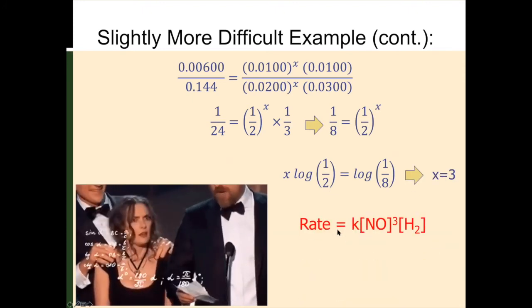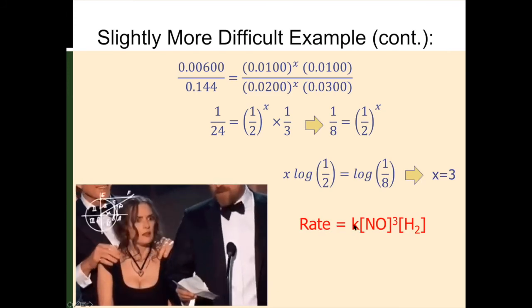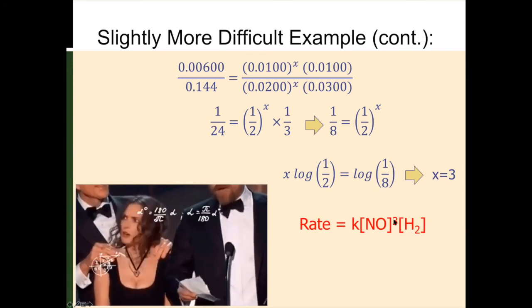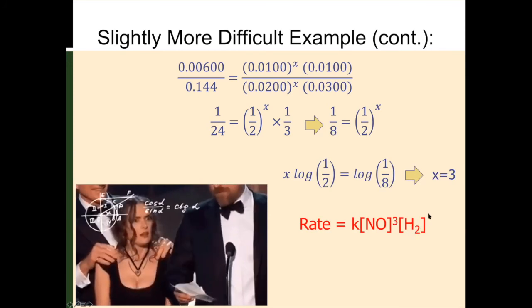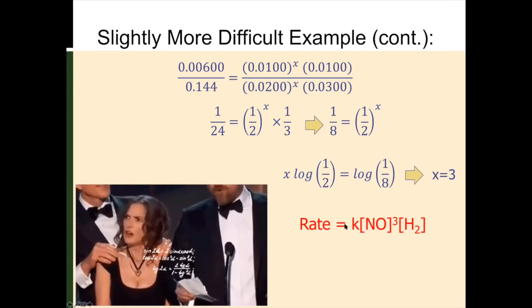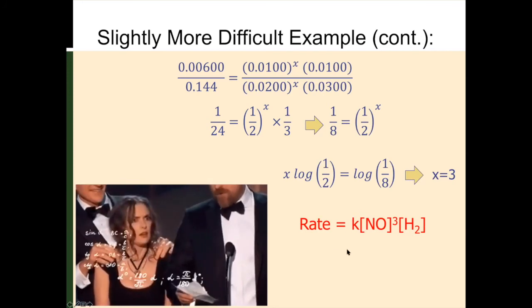So now you have the rate law. The rate is equal to the rate constant times the concentration of NO raised to the power of 3 times the concentration of H2 raised to the power of 1. Okay, but we haven't answered the question yet. The question said, what is the rate constant? What is K? So now let's talk about how to get that.